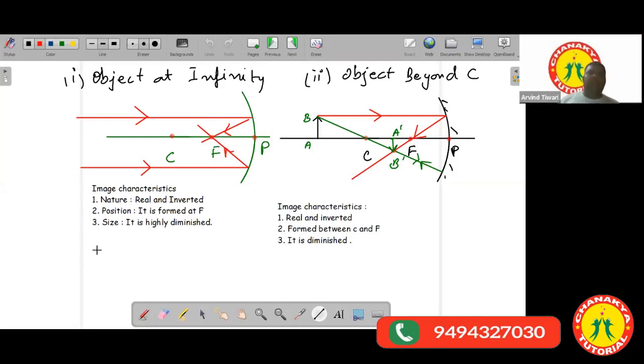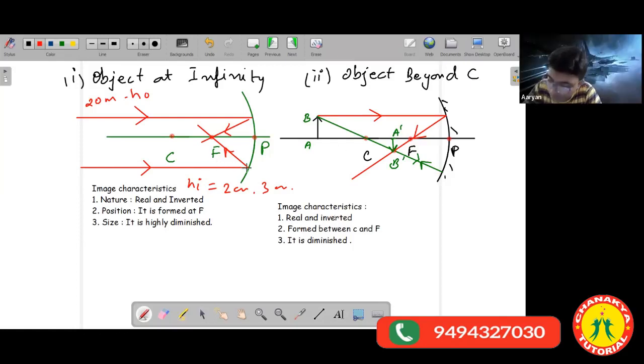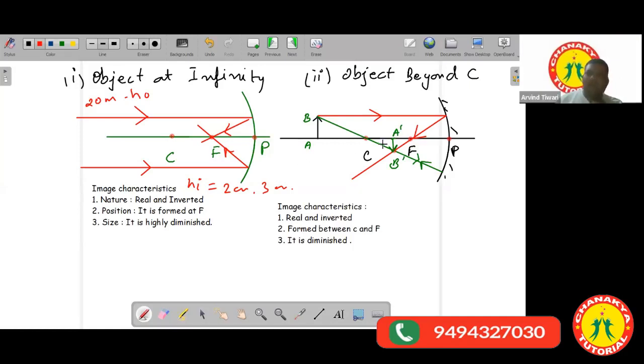I told you that here, if you have an object of, let's say, 20 meters, suppose in this case the height of the object is about 20 meters, the height of the image you will see may be around 2 centimeters, 3 centimeters. Getting a 20-meter high object to be 2 centimeters, isn't it highly diminished? So this is highly diminished in this case. The image will be small, so you can see the height of the image is smaller than the object.